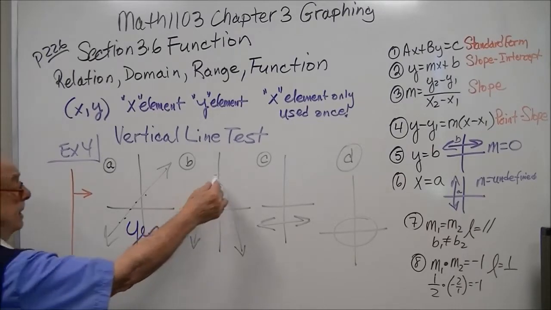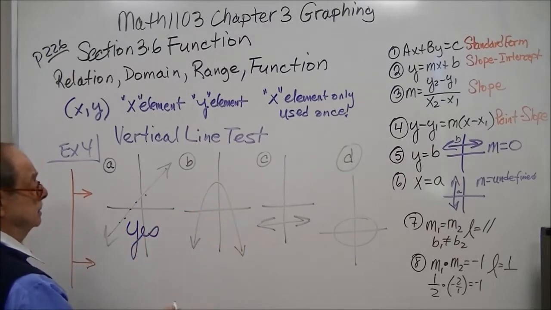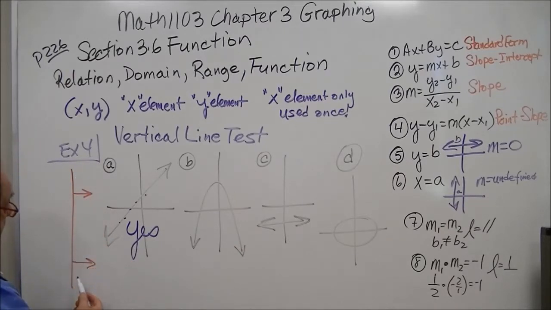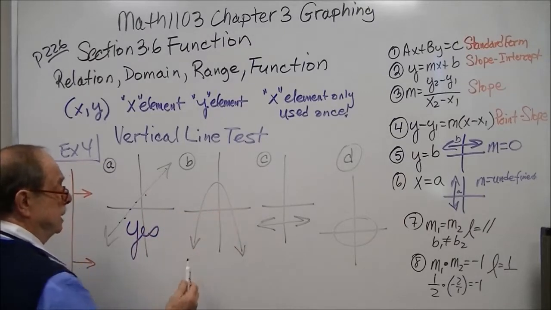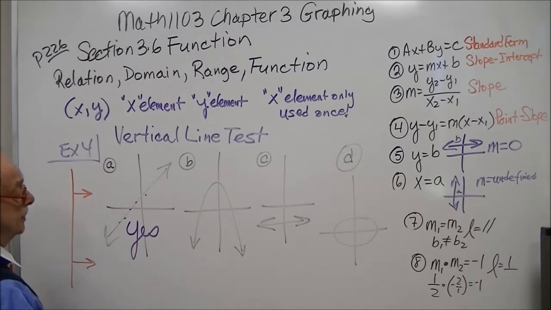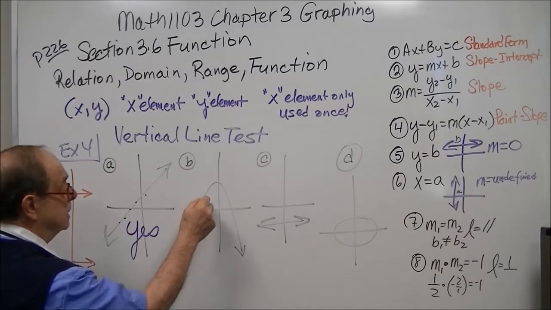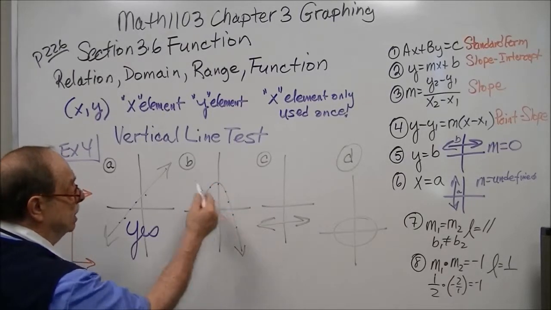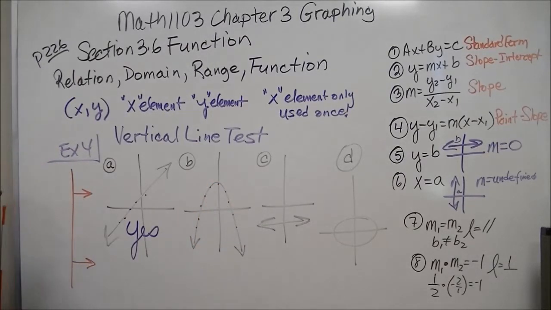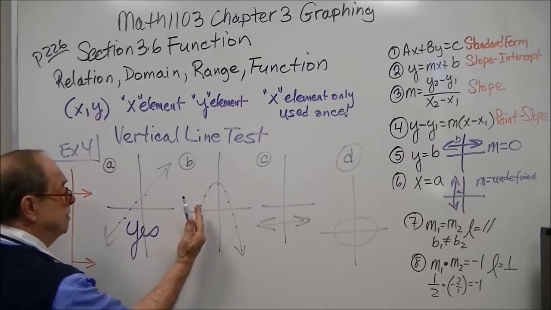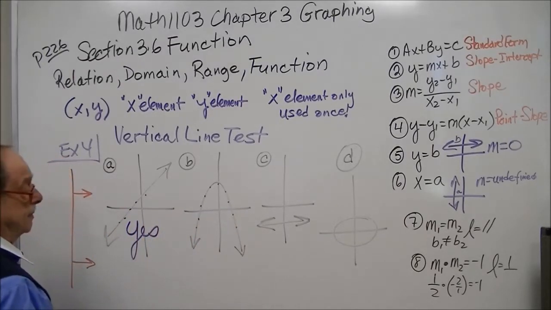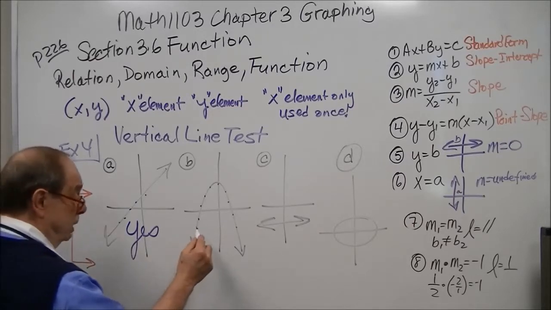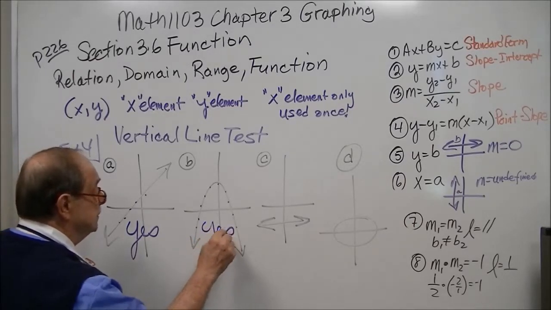Now this is an upside down parabola, and again we're bringing this vertical line over the face of this graph. Does it intersect in only one place? Think about it for a moment and try to imagine it, a vertical line passing over the graph. And the answer is, it only intersects in one place, so this is a function.